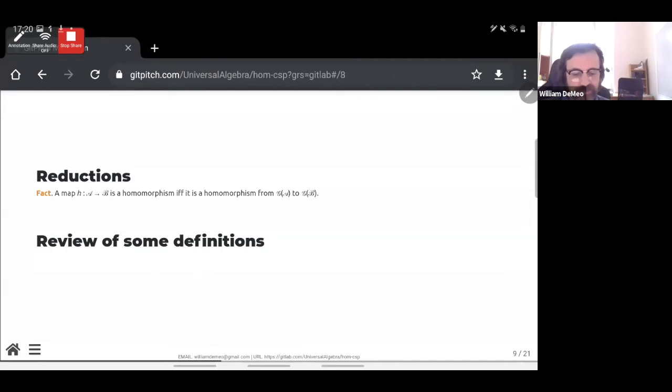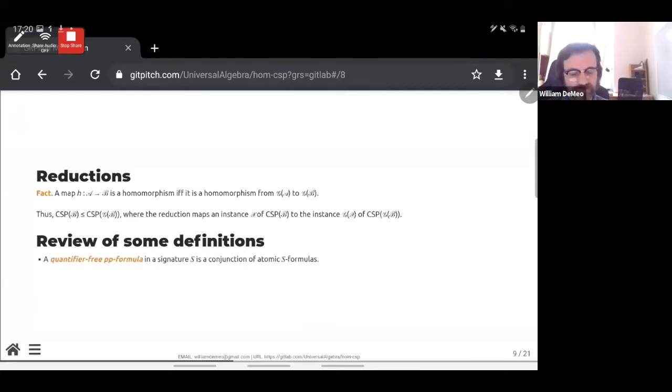Okay, so let's talk about some reductions. Here's a fact: a map from a structure A to B is a homomorphism if and only if it's a homomorphism from the graph of A to the graph of B. This is very easy to prove. Therefore the CSP of B is reducible to the CSP of the graph of B, where the reduction maps an instance of the CSP of B to the graph of the instance. That's sort of obvious.